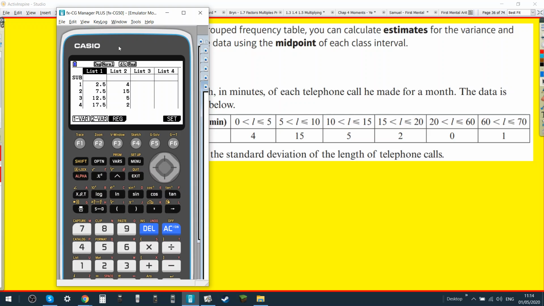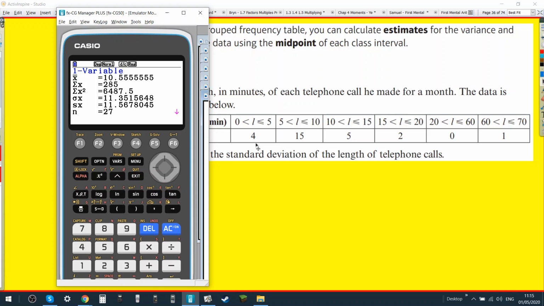I got 11.4. So that one is 11.4. What is the mean length of telephone call? Is it 10.6? Yeah, 10.6 minutes. How many phone calls were made? I'm gonna guess 27. Yep.